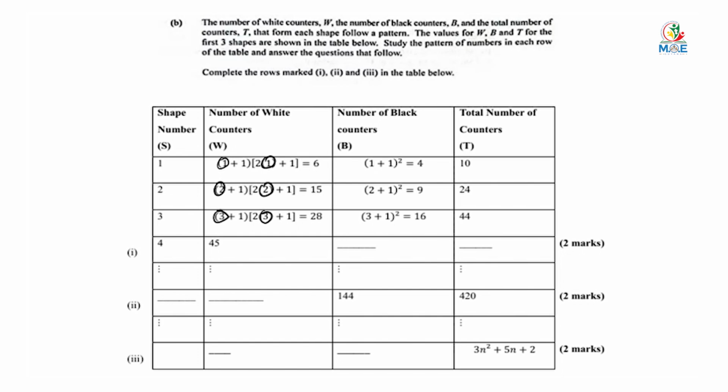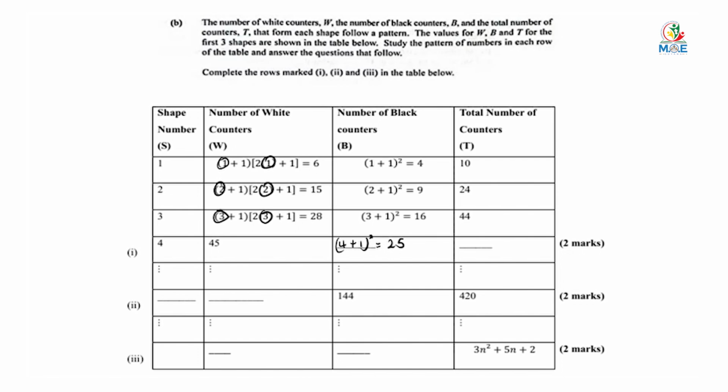Then for shape 2, I have 2 plus 1, and then I square it. For shape 3, I have 3 plus 1, and then I square it. So for shape 4, I should have 4 plus 1, and then I square that. So 4 plus 1 is 5, 5 squared would be 25. And that is as easy as that.